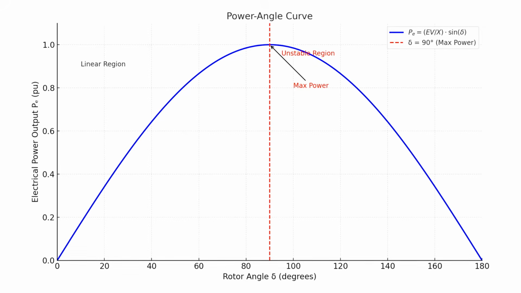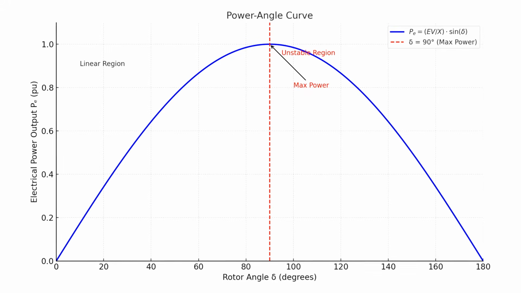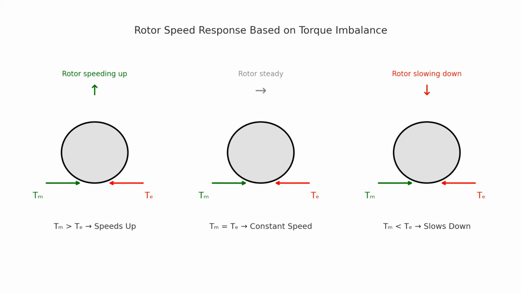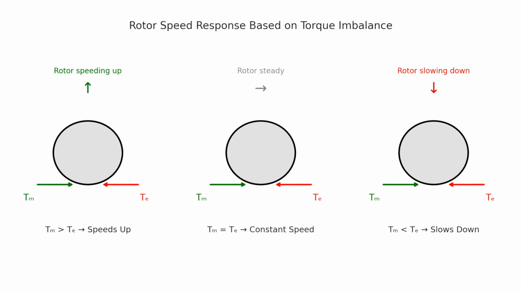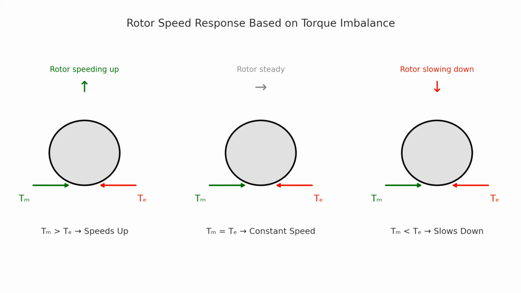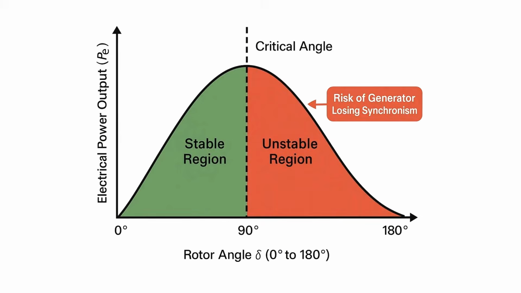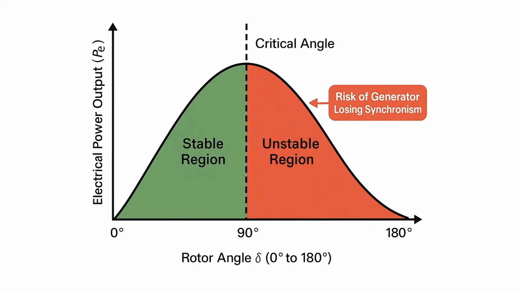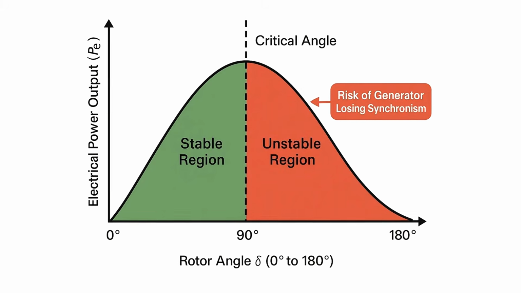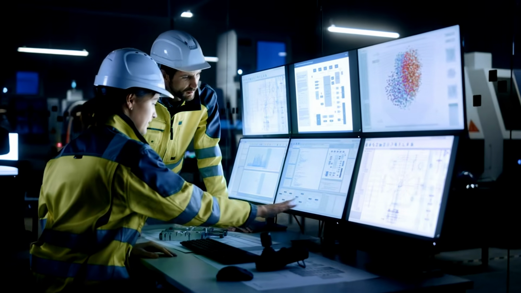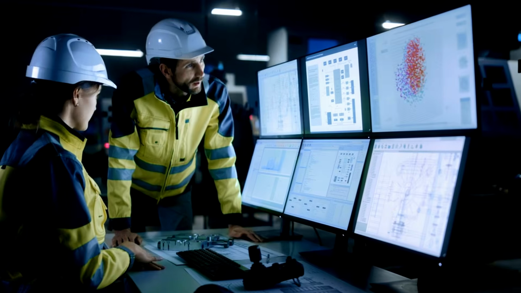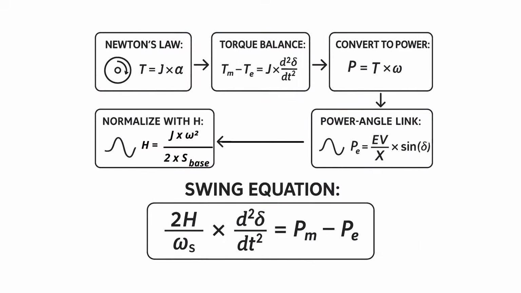The swing equation tells us whether a generator stays in sync or loses it. If mechanical input is greater than electrical output, the rotor speeds up. If output is greater than input, the rotor slows down. If the angle delta increases too far, the generator can no longer stay connected to the system. This equation lets engineers simulate disturbances and design control systems to prevent failures.